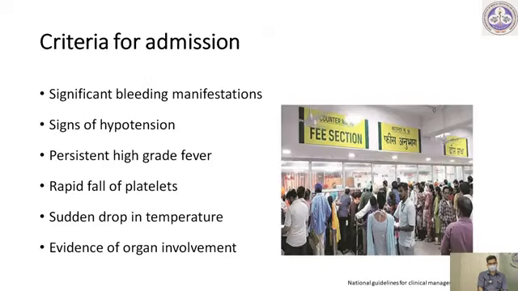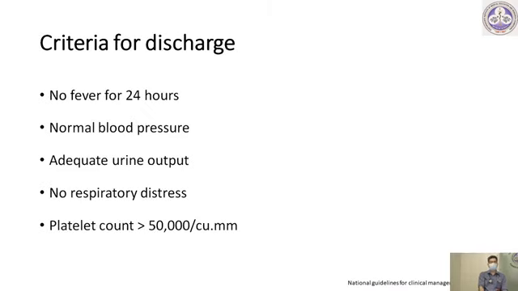So, what are the criteria for admission? Significant bleeding manifestations, signs of hypotension, persistent high grade fever, rapid fall of platelets, sudden drop in temperature, or any evidence of organ involvement calls for hospital admission, monitoring, and supportive treatment.